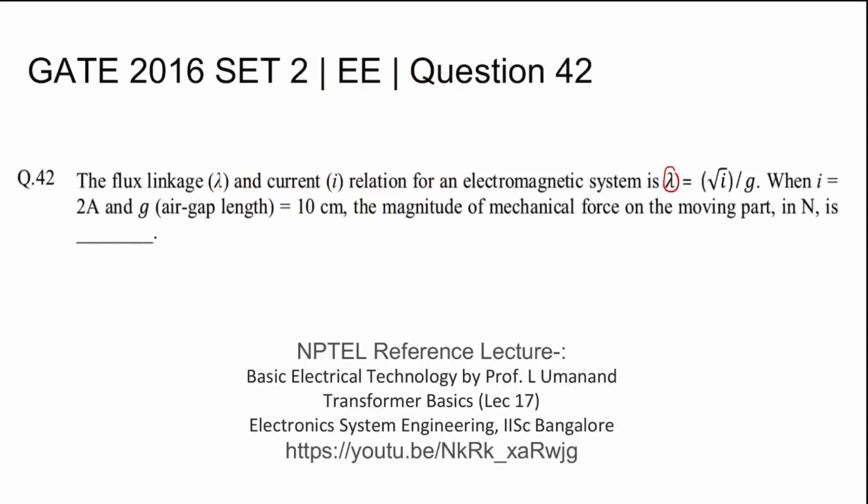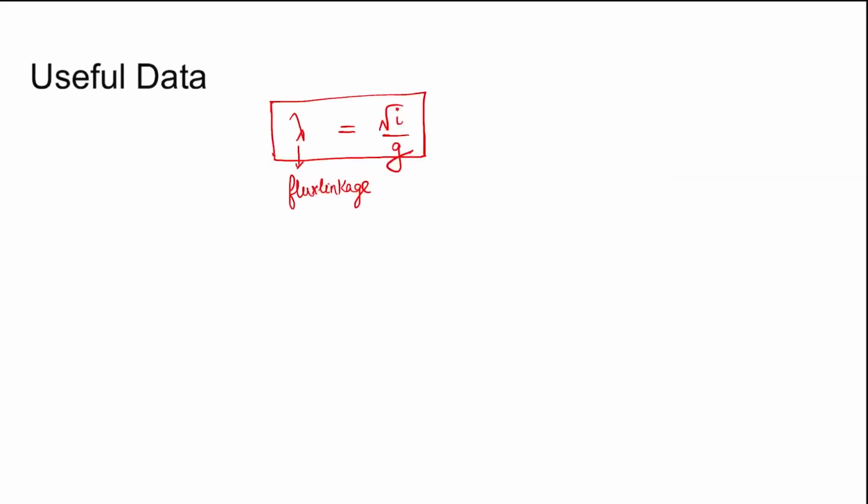So lambda, the flux linkage, is given to be equal to root over I, that is the current, by g. This relationship is given and the force at a particular point is being asked, where I equal to 2 ampere and g is 10 centimeter. So first we need to determine force as a function of current and air gap length. Then force at I equal to 2 ampere, g equal to 10 centimeter can be determined. This is asked.